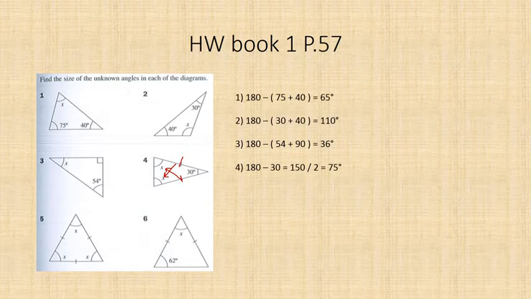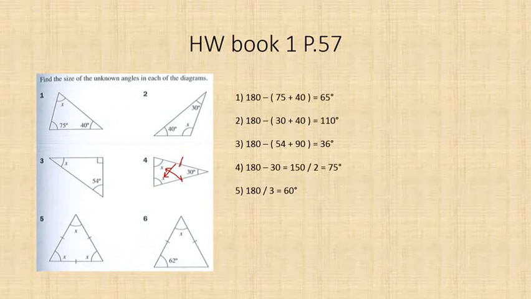For question 5 here, the equilateral triangle. I have 3 equal sides, 3 equal angles. Here, the equilateral triangle has three equal angles, so 3x here, if I add them all, it's going to be 180. So x plus x plus x equals 3x, and then I will divide 180 by 3 to find x equals 60 degrees, of course.